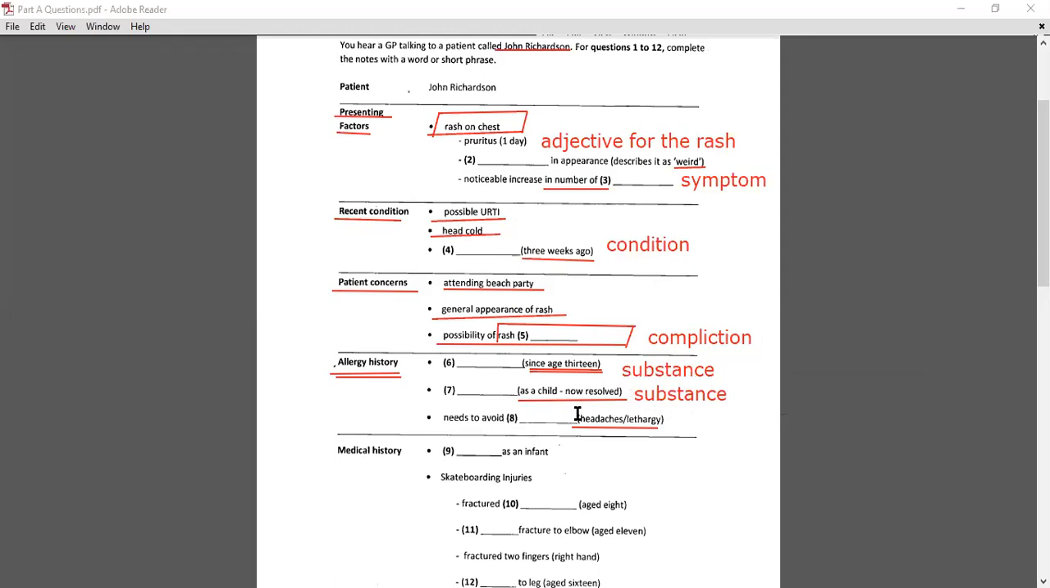And can anyone say what is meant by headaches and lethargy here? It says needs to avoid something. That means again I'm going to have a substance here. But why have they written headaches and lethargy? Here the words in brackets indicate since how many years they have it or since when it started. But here it says headaches and lethargy. So what is it indicating? What clue is it giving?